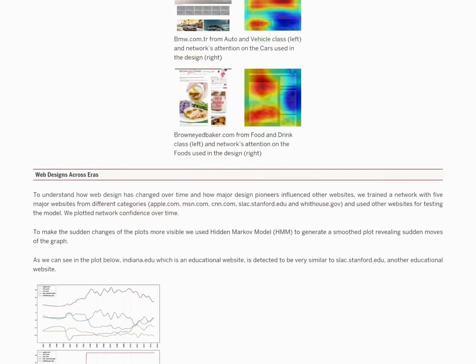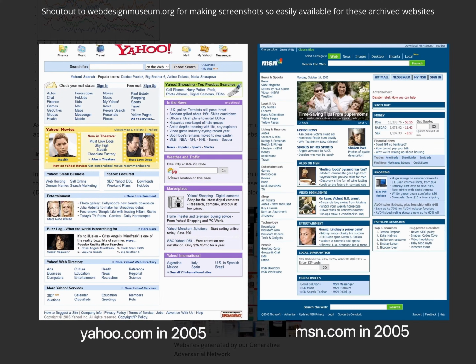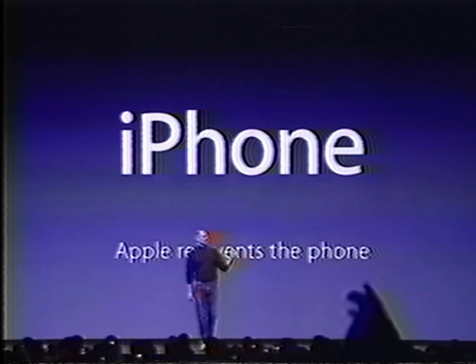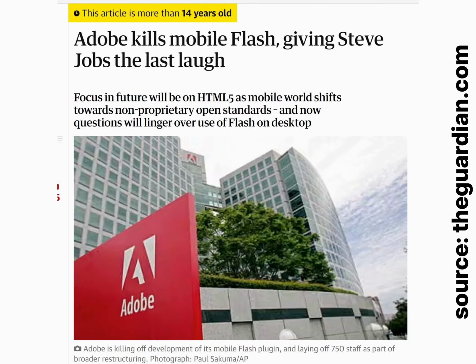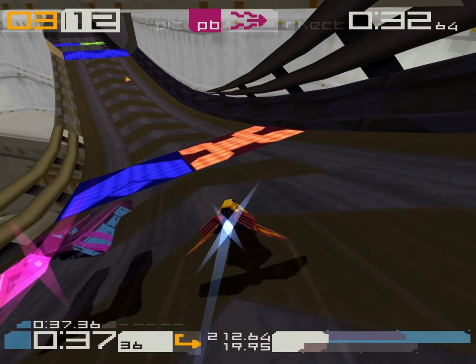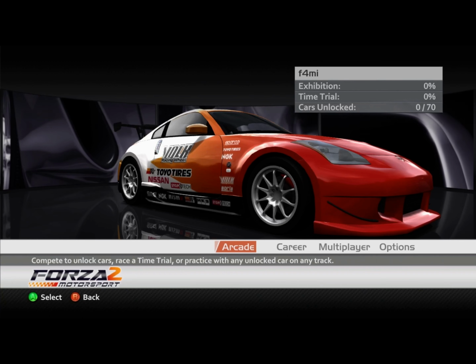There are several articles and talks. They were even able to track how websites like Yahoo used to look like MSN until 2006, and then they started looking more and more similar to Apple. I wonder why. Rest in peace, Flash, alongside Freehand and Fireworks, and I could keep going there, but I want to tell you about my theory, which is that games went through a similar trajectory.